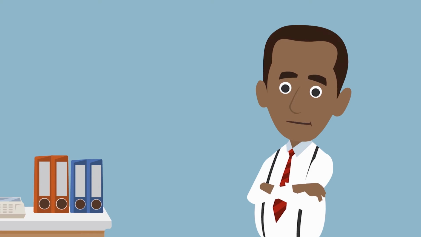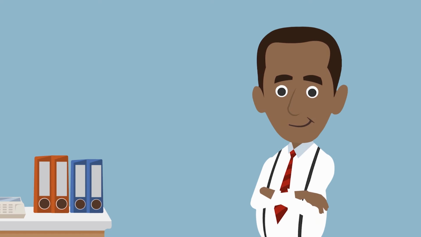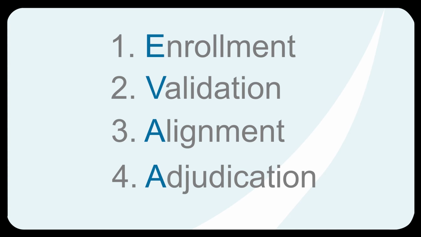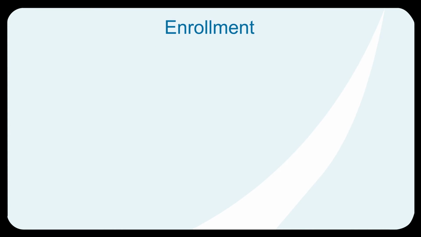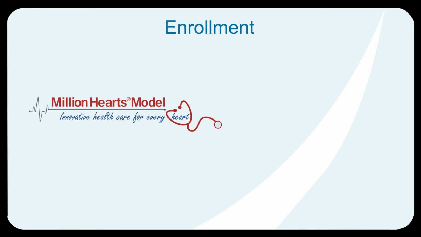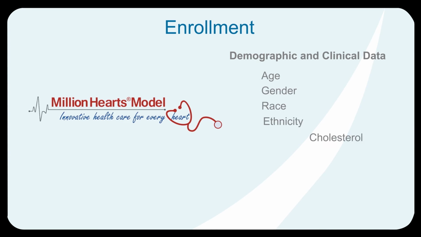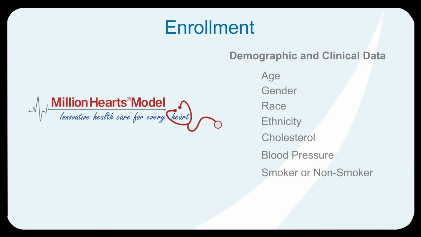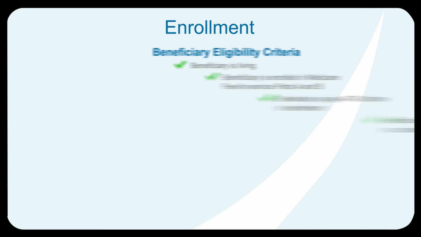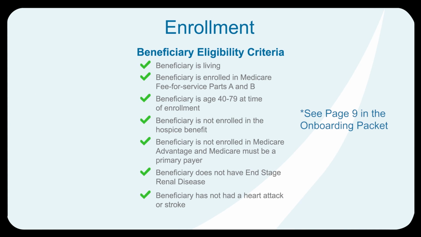Got it. Can you walk me through exactly how to complete the 4 steps of the EVAA process? Sure. Let's start at the beginning with enrollment. During this step, you will use the Million Hearts Model Data Registry to submit demographic and clinical data for any Medicare beneficiary you believe to be eligible. You can find eligibility criteria in your onboarding packet.